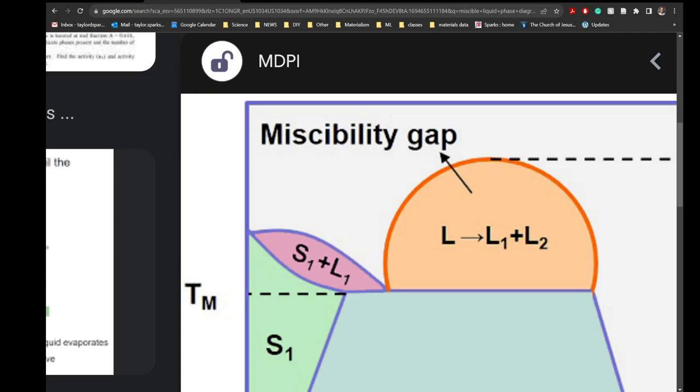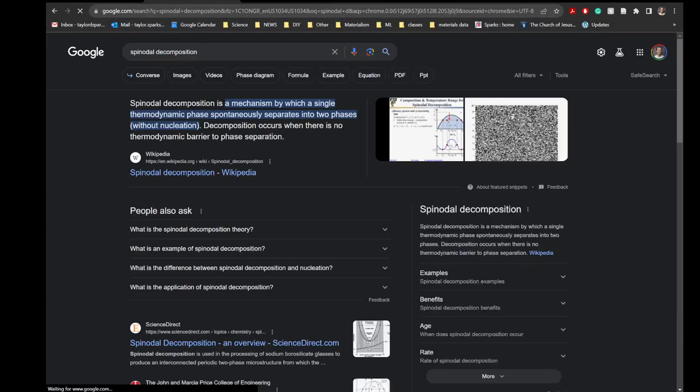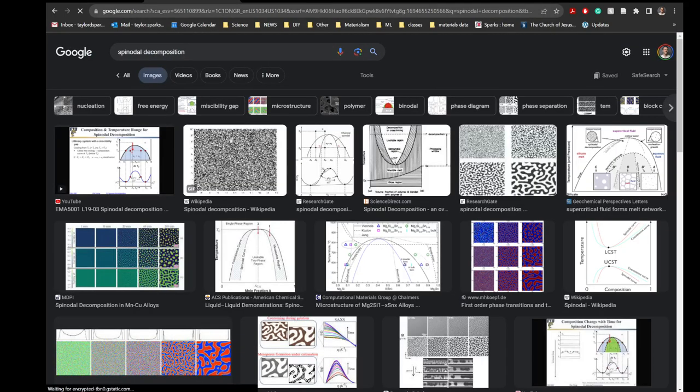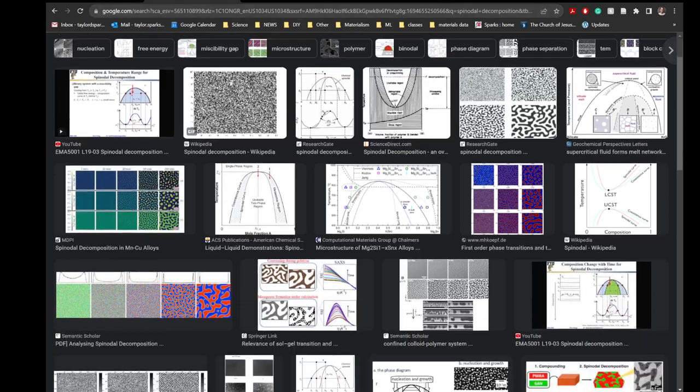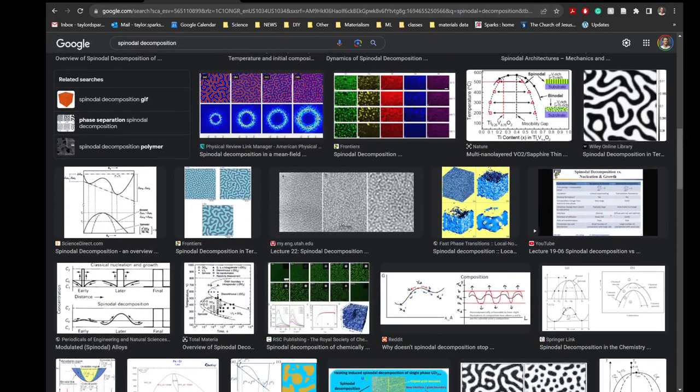And you can get the same thing happening with solids. It's called spinodal decomposition. And it does the exact same thing, but in a solid phase. So if you look at the phase diagram, where's a good diagram that shows it? These are all terrible.